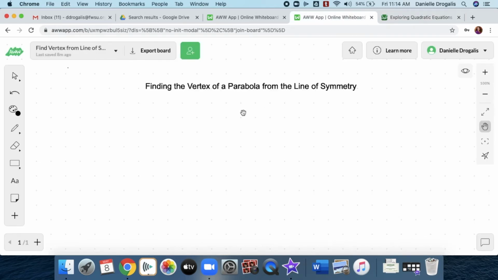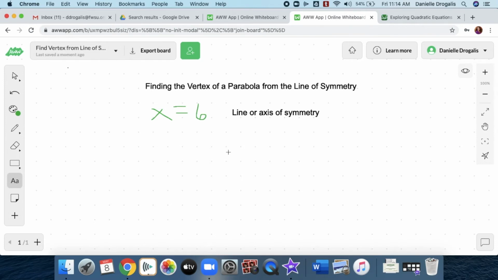So we're going to say we have a problem here. We already know that the line of symmetry is x equals 6. So we know that this is our line or axis of symmetry. If you hear different vocabulary, they mean the same thing. And we have an equation here.